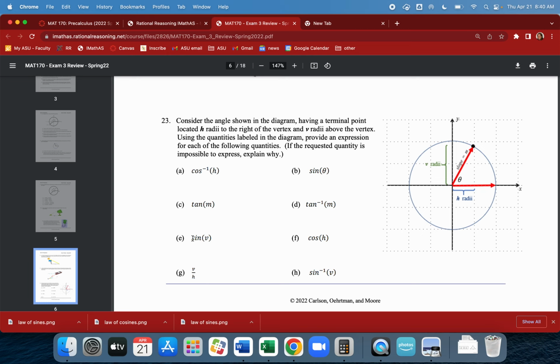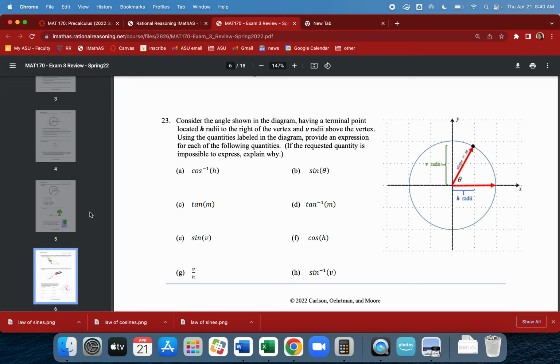Thinking about these, my radius is 1. I'm measuring in radius lengths. So my horizontal measurement is just going to be cosine, and my vertical is just going to be sine, since we're measuring in radius lengths here.